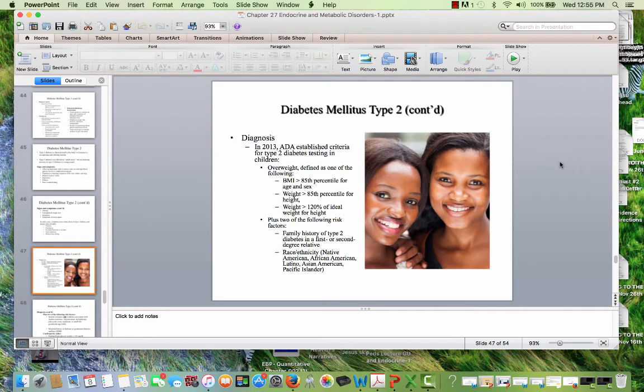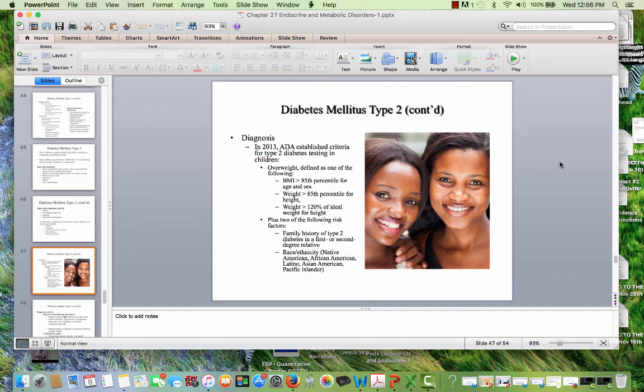So type 2 diabetes: in 2013, the ADA established criteria for type 2 diabetes testing in children. And with that, overweight is defined as one of the following. The BMI is greater than the 85th percentile for age and sex. The weight is greater than the 85th percentile for height. Weight is greater than 120% of ideal weight for height.